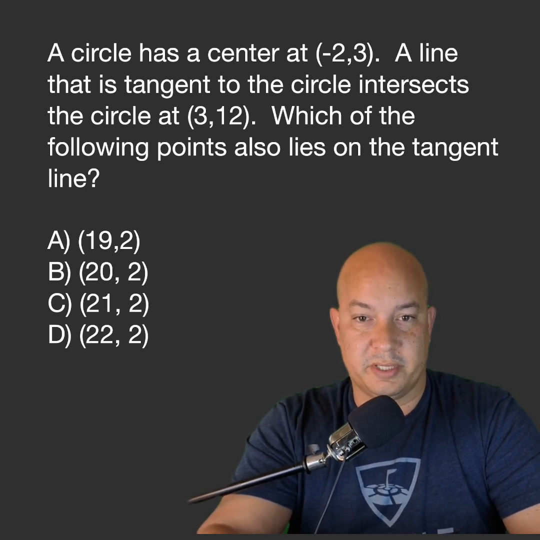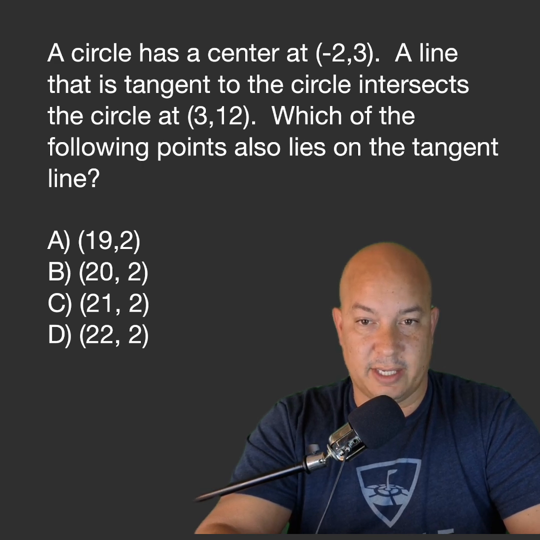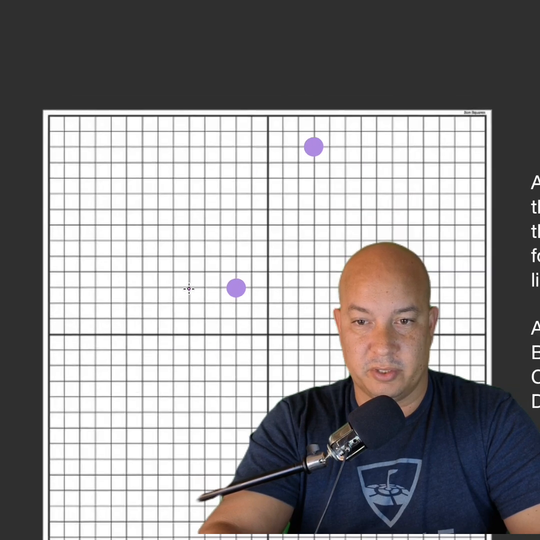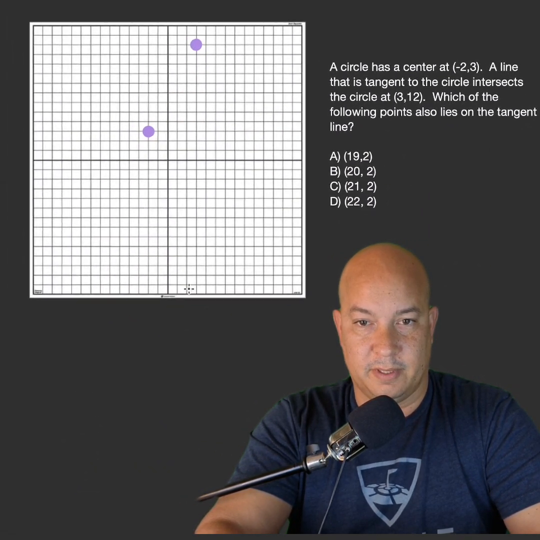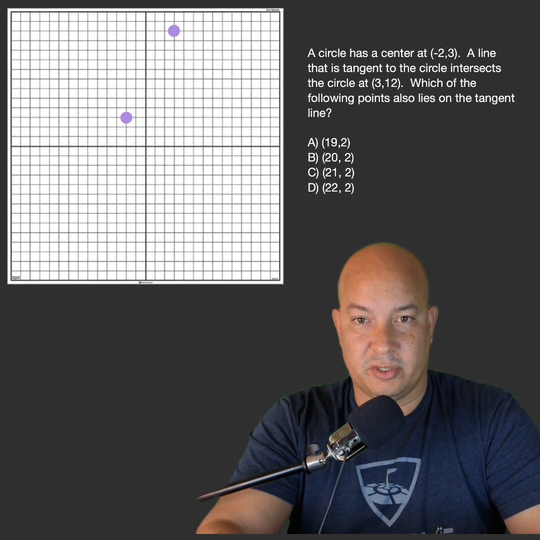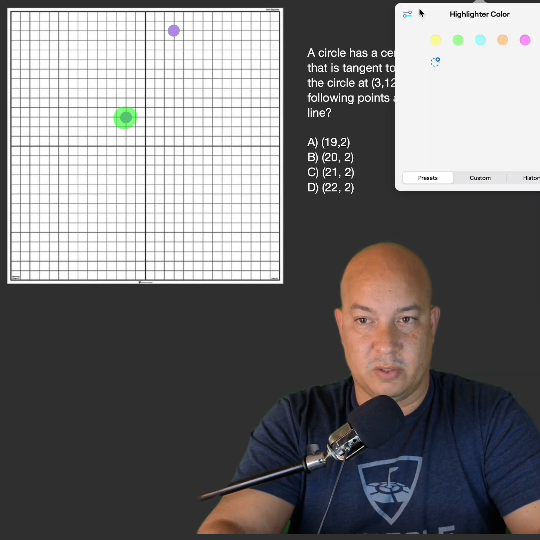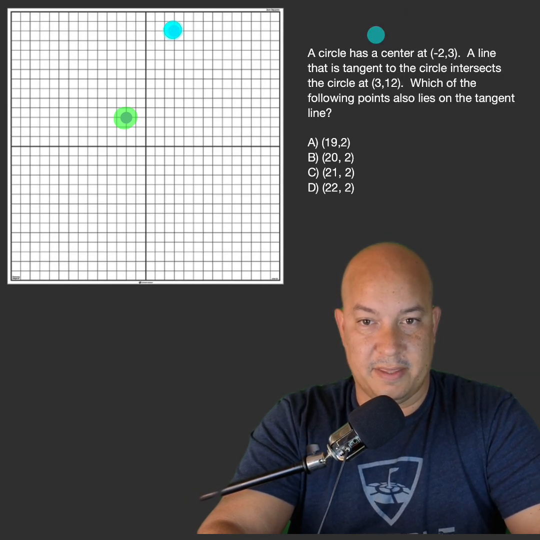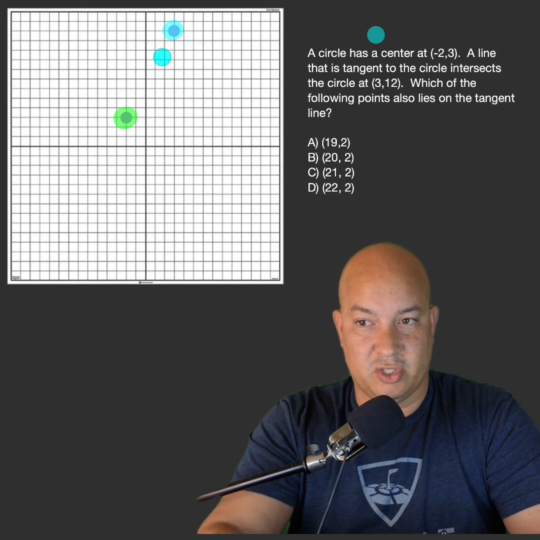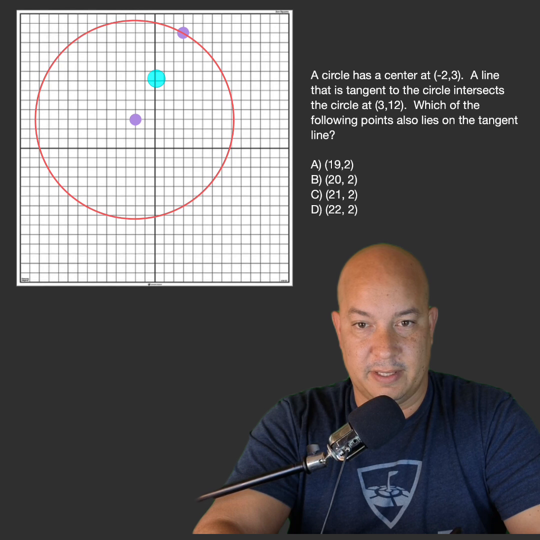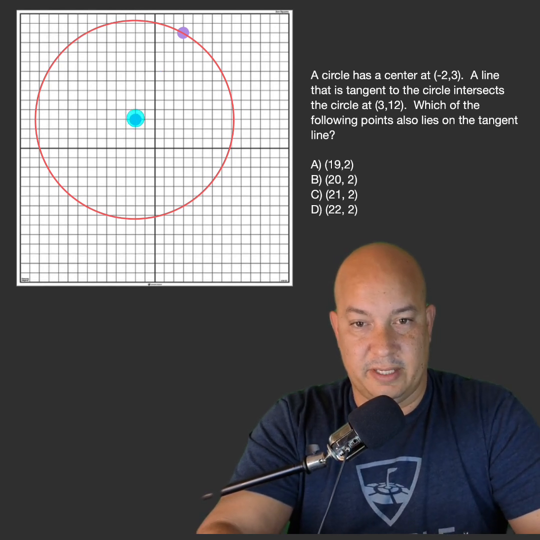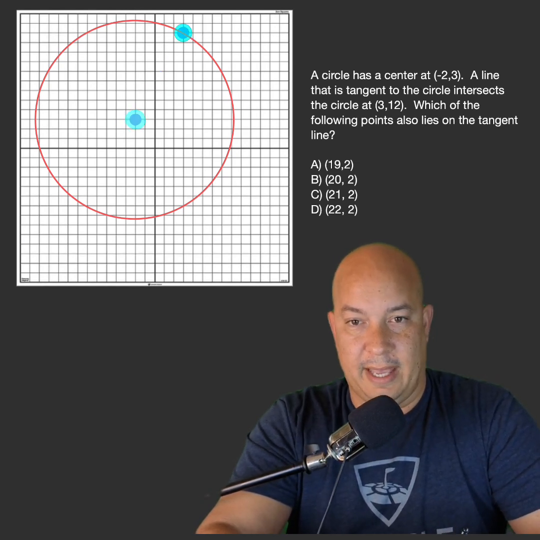Well, we know where the center is, and we know that there's a tangent line hitting the circle at a certain point. So if we just graph those 2 points, we'll get something that looks a little bit like this. The center of the circle is right here in green, and this is where a tangent line hits that circle. So let's imagine where that circle is now. It's got the center right here, let's say in blue, and there's a tangent line.